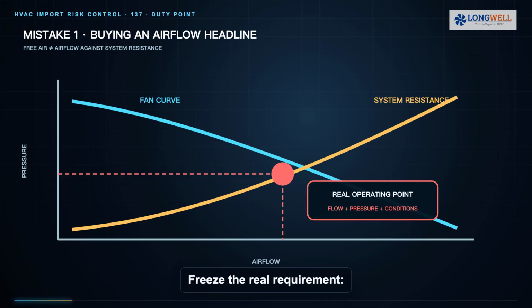Freeze the real requirement: airflow and pressure together, air density or temperature when relevant, supply voltage and frequency, speed control method, allowable input, acoustic limit, mounting orientation, envelope, connector, environment, and expected life profile. One number is a claim. A duty point plus conditions is a specification.